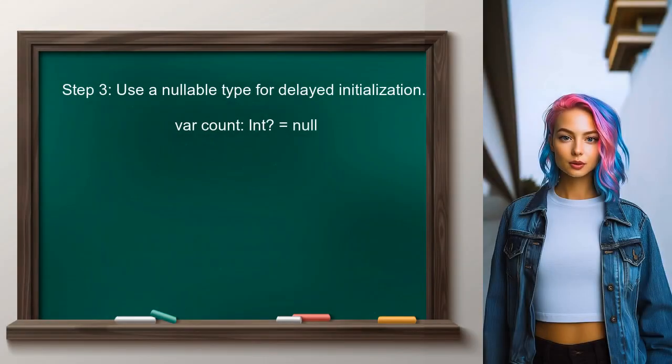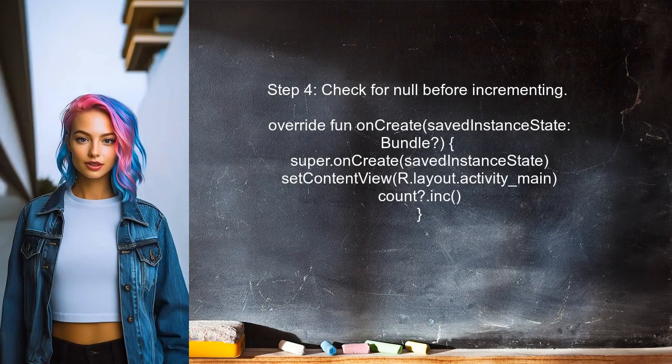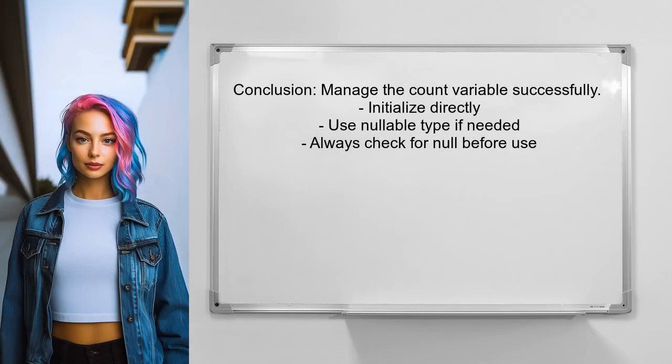Alternatively, if the user wants to delay the initialization of the count variable, they can use a nullable type. This allows the variable to be declared without an initial value. In this case, the user should check if count is not null before incrementing it in the onCreate method. This prevents any null pointer exceptions. By following these steps, the user can successfully manage the count variable in their Kotlin activity without encountering errors.